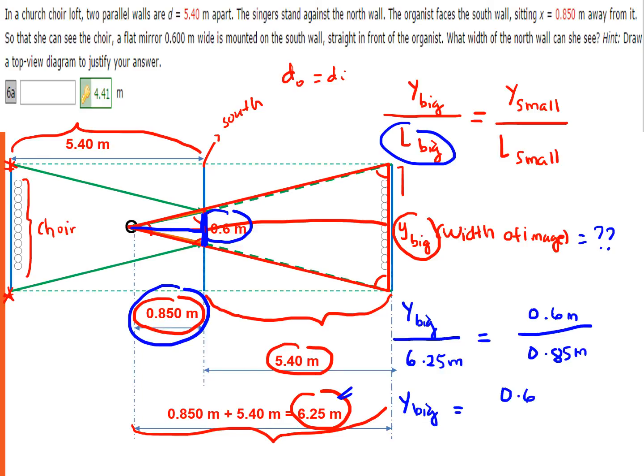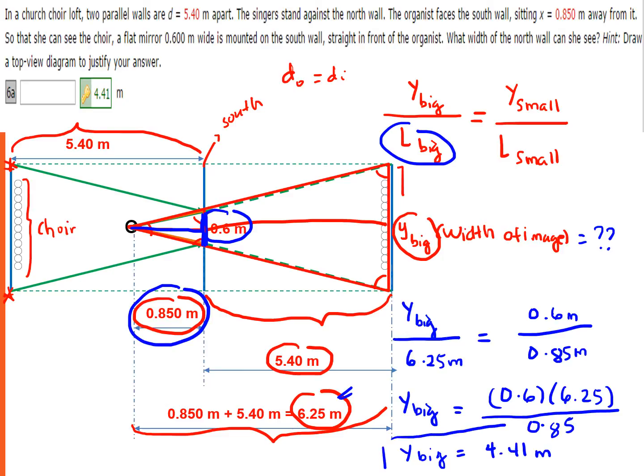We have 0.6 multiplied by 6.25 divided by 0.85, and that would give us y big is equal to 4.41 meters. And in fact, this is the width of the image that we can see, or the width of the north wall that we can see.